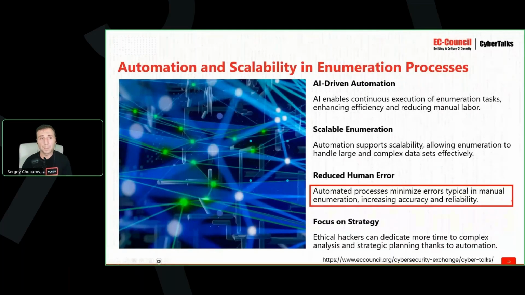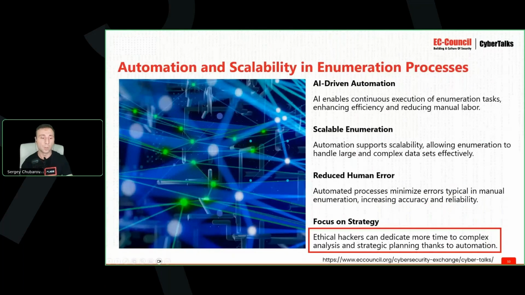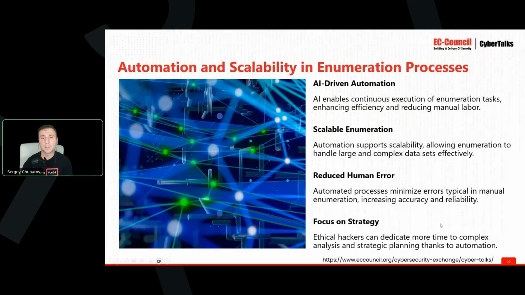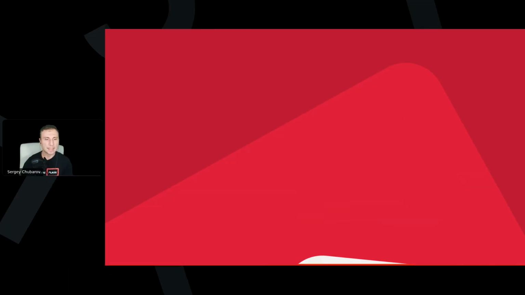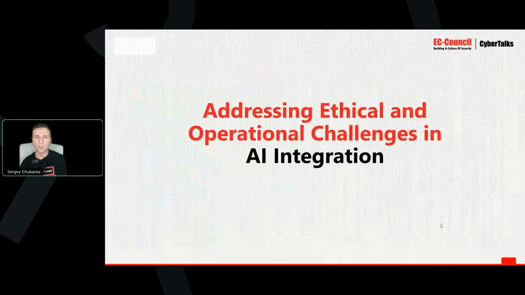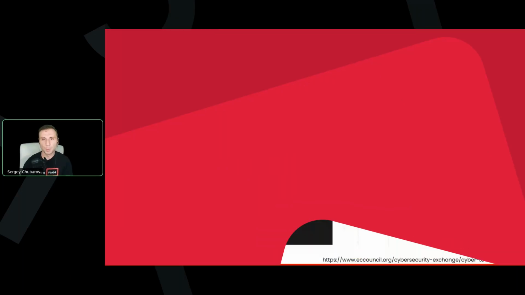So as a result, with AI, ethical hackers can dedicate more time to complex analysis and strategic planning thanks to automation. So that's another step in automation using AI. Okay, and we have challenges. Of course, if we're using AI, we have challenges.